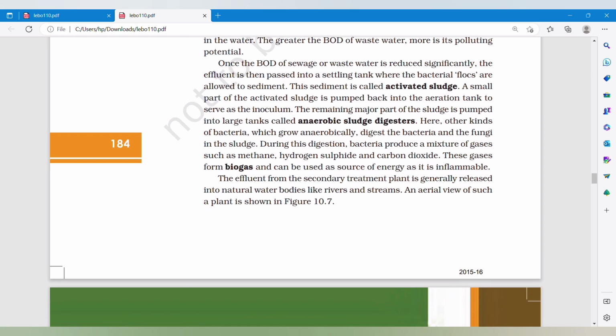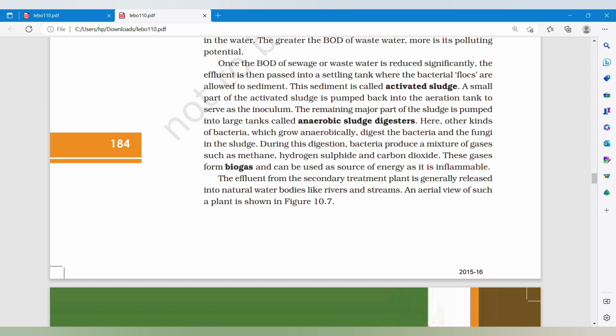Once the BOD of sewage or wastewater is reduced significantly, the effluent is then passed into a settling tank where the bacterial flocs are allowed to sediment. This sediment is called activated sludge. A small part of the activated sludge is pumped back into the aeration tank to serve as the inoculum. The remaining major part of the sludge is pumped into a large tank called an anaerobic sludge digester.